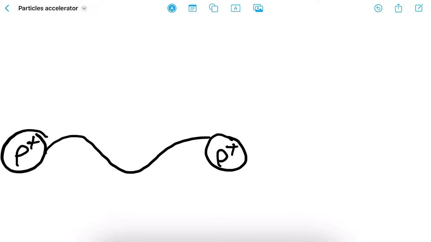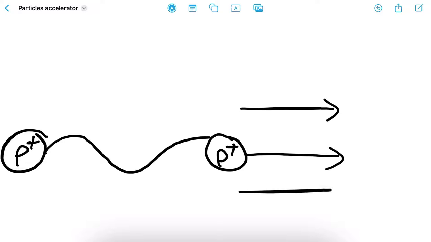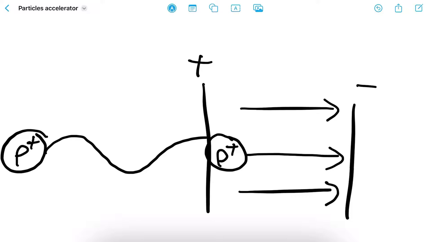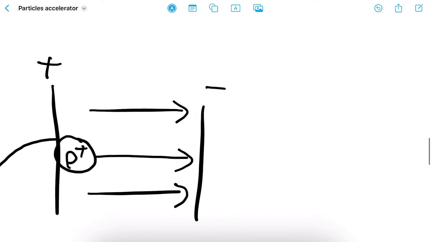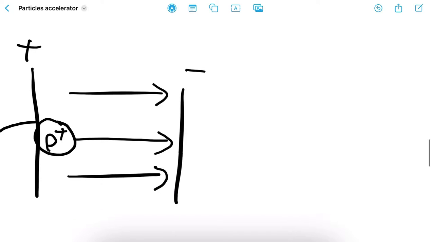Since a proton is positively charged, and a charged particle will accelerate in an electric field, if we put the protons in an electric field, the proton will accelerate along it, and the proton will go away from the positively charged end towards the negatively charged end.